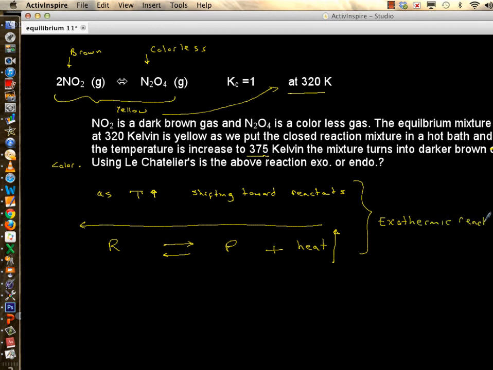reaction. Now, would Kc change, and would it be bigger than 1 or less than 1? So Kc at 375 Kelvin, since this is the ratio of products over reactant, and you are producing more of the brown color, this is going up, this is going down. So as you increase temperature for an exothermic reaction, Kc gets smaller, so Kc is less than 1.